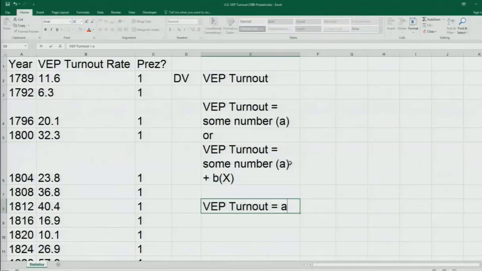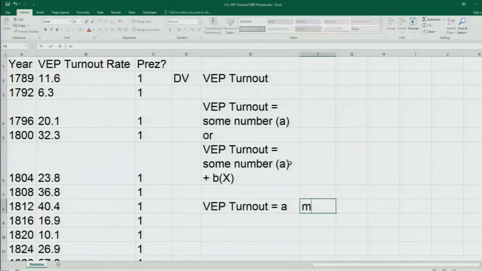So let's start with this idea. The idea that voter eligible population turnout is just on average equal to some number, that that's our best prediction. If you wanted to make a prediction about what voter eligible population turnout will be, what's your best guess based on history? How would you just come up with one number that would make the best prediction? Average. The average, or the mean.